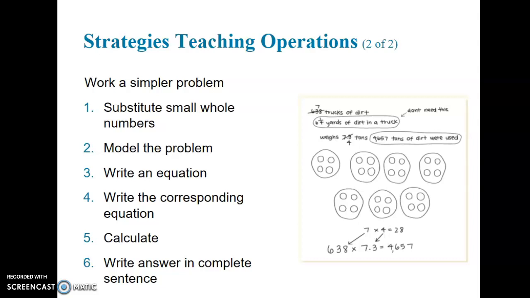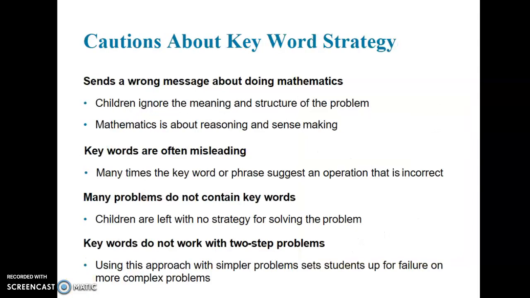A simpler problem strategy has the following steps: substitute small whole numbers, model the problem, write an equation, calculate, and write the answer in complete sentences. Keyword strategies suggest that if you see the words "all together" or "in all" in a story problem, that means you should add, and "left" or "fewer" indicate you should subtract. The word "each," they would say, suggests multiplication.